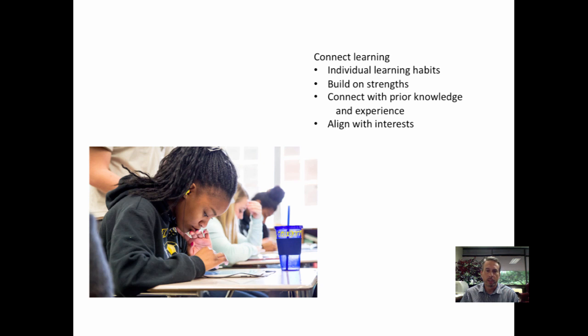You also want to make sure, just like any teacher does, that you have good vertical alignment, that you look at and connect with their prior knowledge and experience, connect with the skills that they bring to the table. If there are any gaps there, we need to make sure we try to close them so that they can be successful as they move forward. And then to what extent possible, you want to make sure that you align with the interests that they have already.